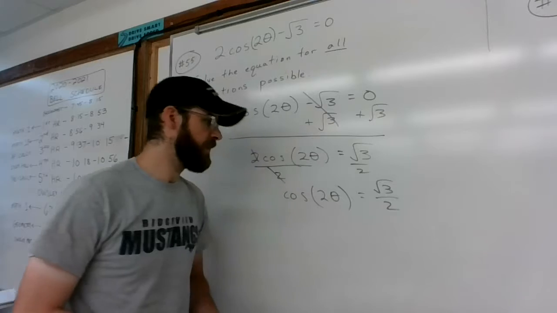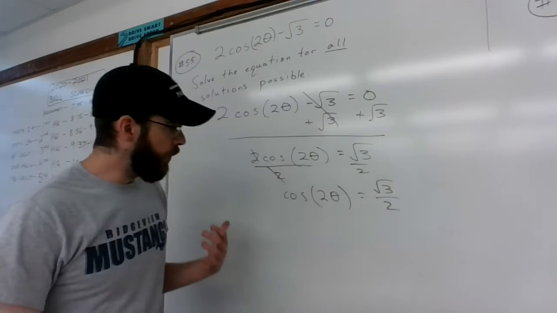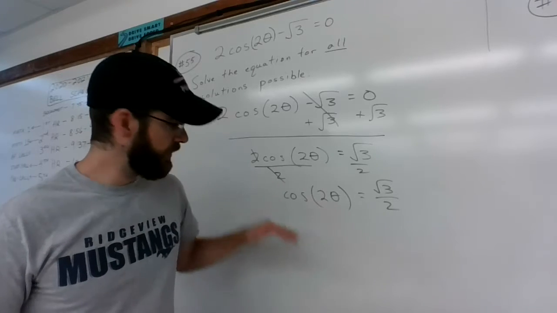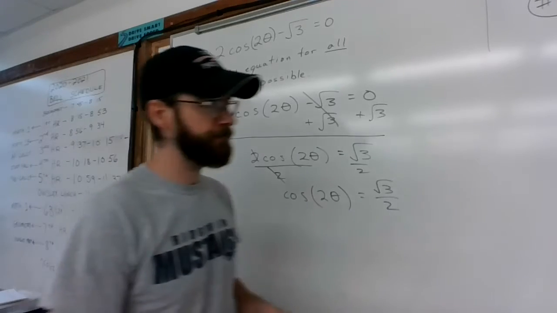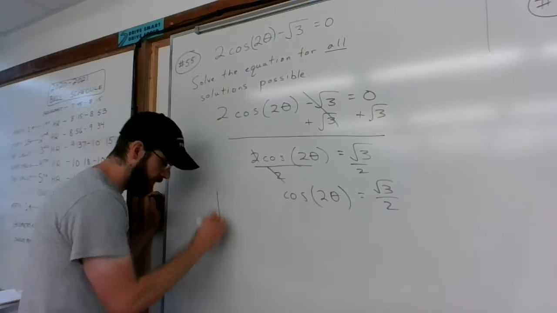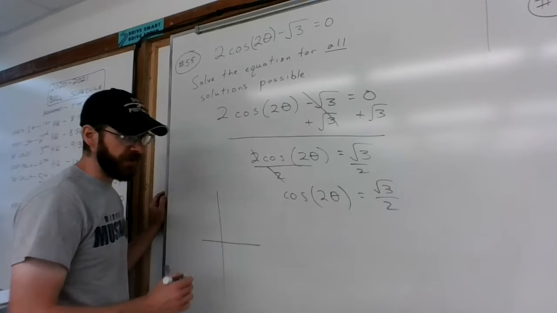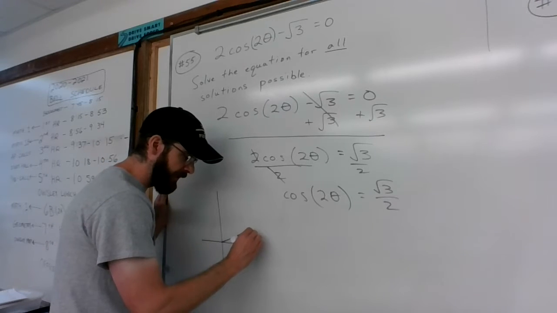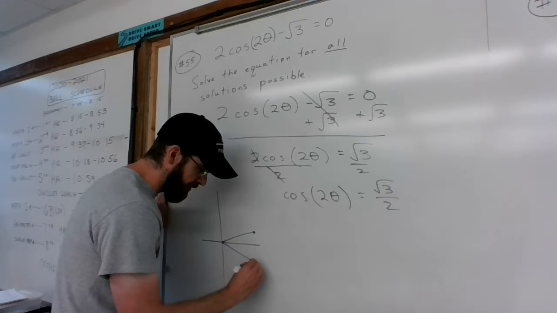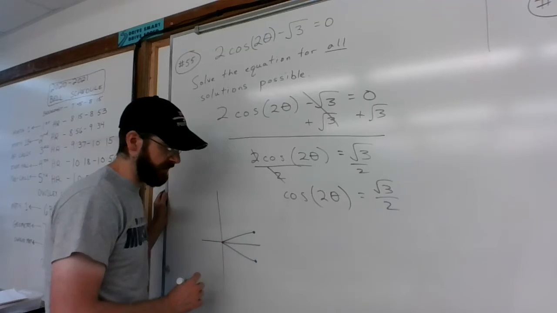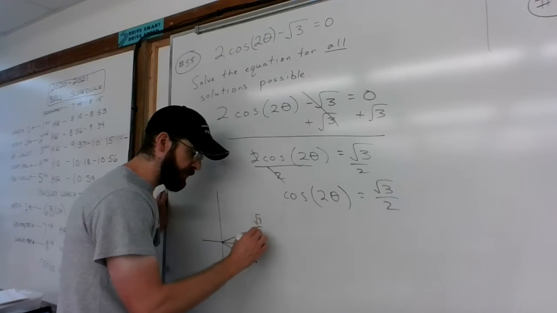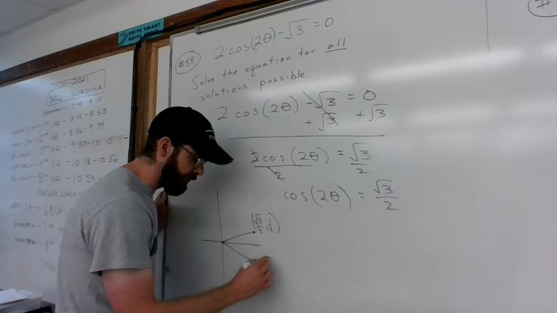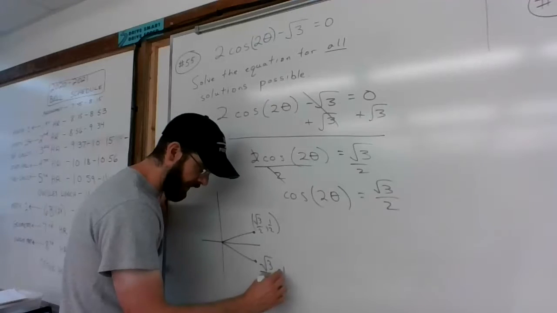Alright. This is the point where we ask ourselves, what points on the unit circle equal root 3 over 2 for the cosine value? Now cosine is the x coordinate. Cosine equals a positive number here and a positive number there. It's basically where the x value is positive. So this would be at root 3 over 2 comma 1 half and positive root 3 over 2 negative 1 half.